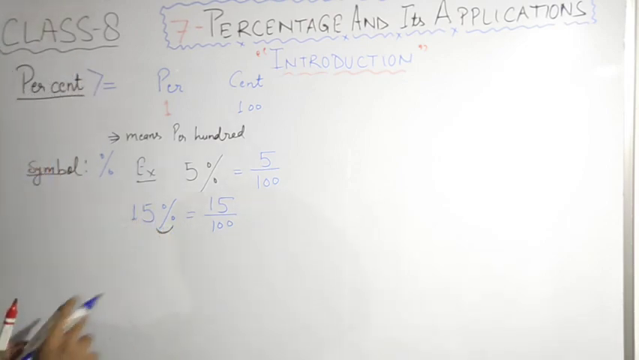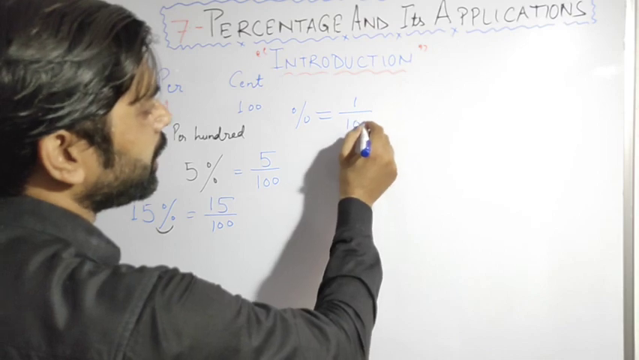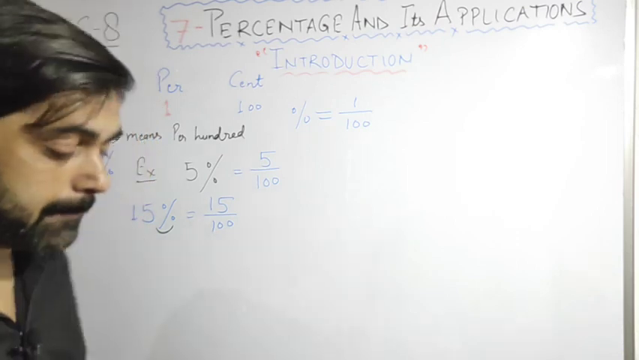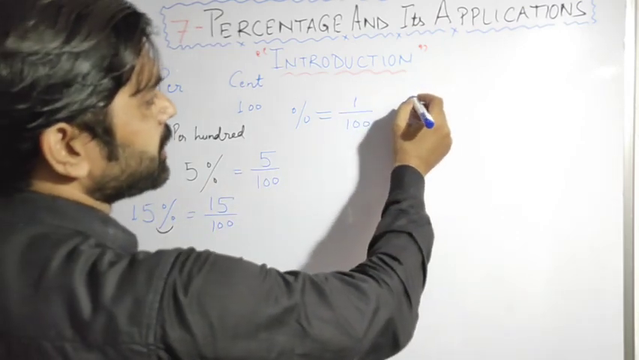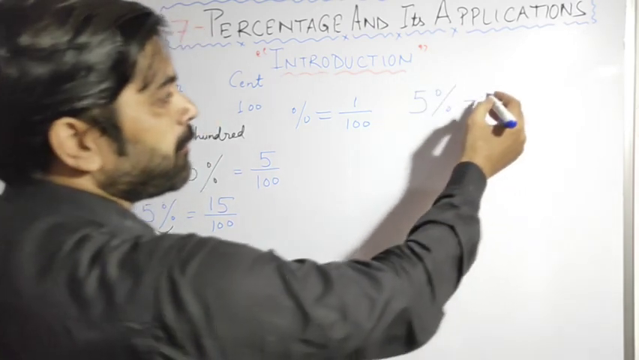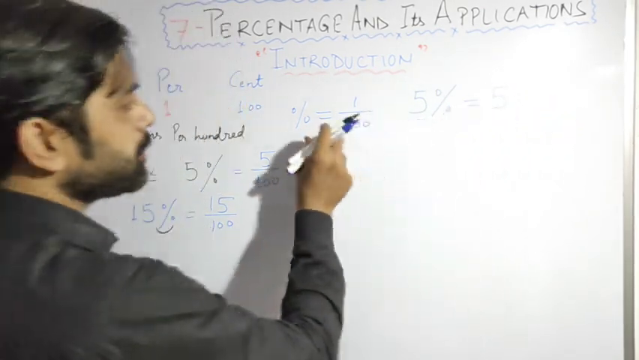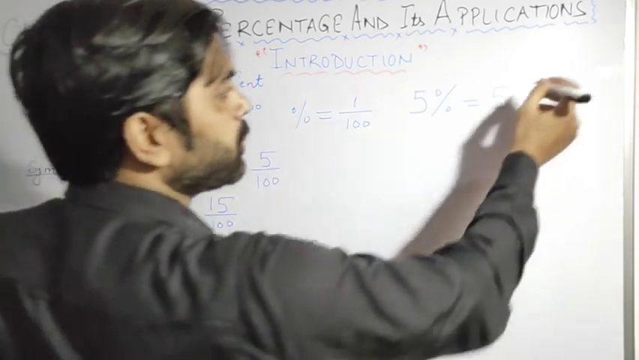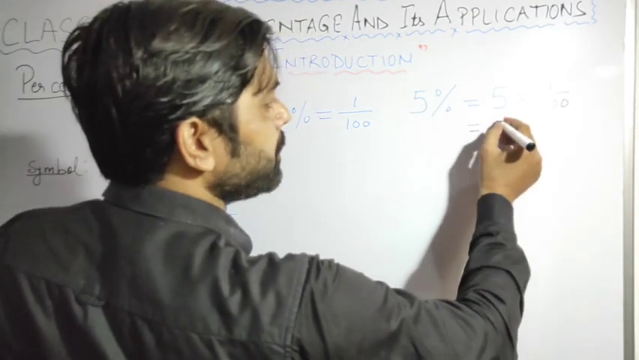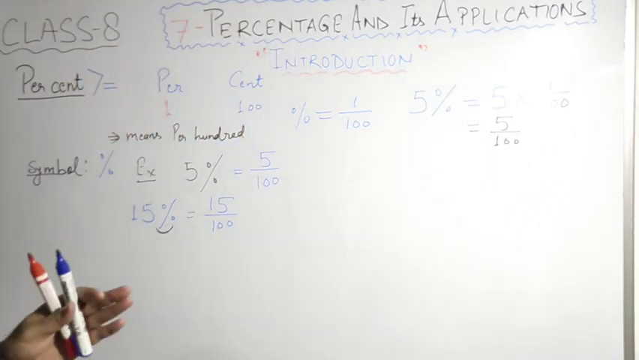This symbol means, how can we write it? The symbol equals 1 upon 100. If this symbol is removed from a number, then what will come there? 1 upon 100. Understood? Suppose 5% is written here. Simply, what did you do? 5 will be the same, and as this symbol is removed, the symbol value will be equal to 1 upon 100. Okay, and then the answer will be 5 upon 100. So understood, students?